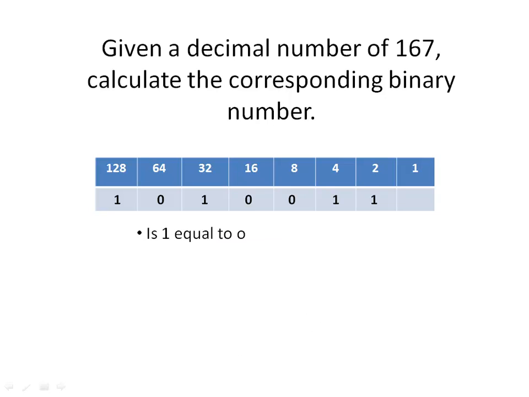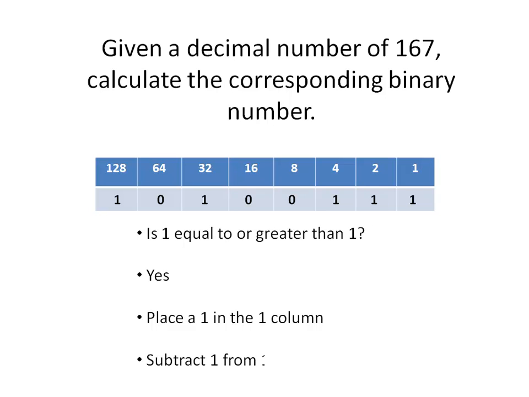we move to the 1 column and we ask, is 1 equal to or greater than 1? Yes, obviously 1 is equal to 1, so we're going to place a 1 in the 1 column, and we shouldn't have anything left over now. We're going to say, let's subtract 1 from 1. That's going to give us a remainder of 0.